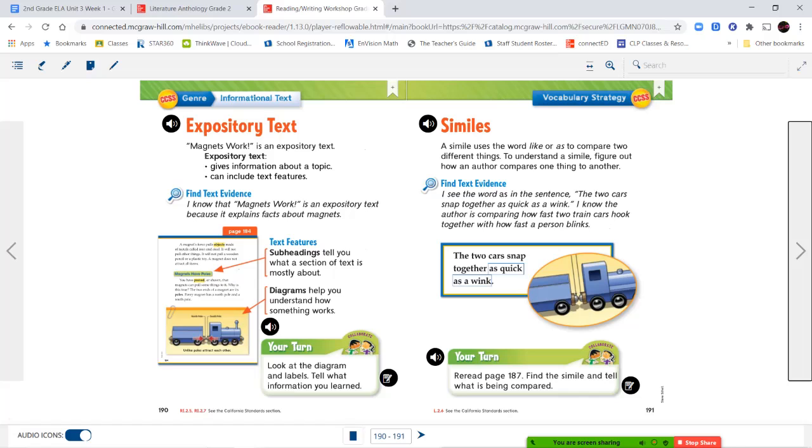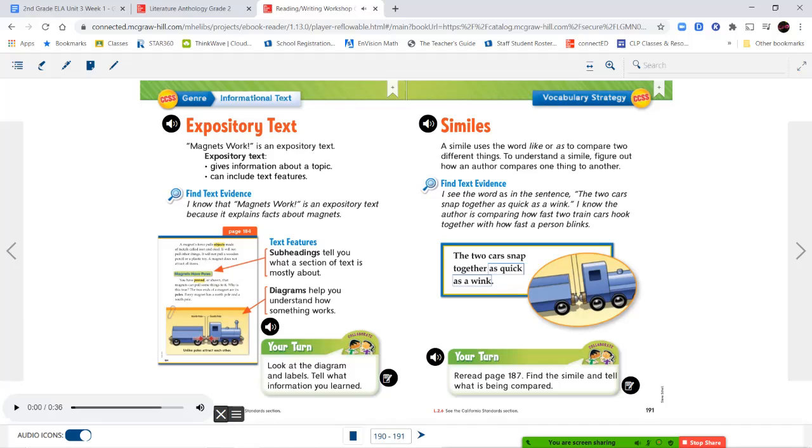All right, let's discuss the genre that we're working with this week. So again, our genre is expository text, and this is informational text. So it gives us something that tells us new information. It gives us facts, and it's something that teaches us. Expository text. Magnet's work is an expository text.